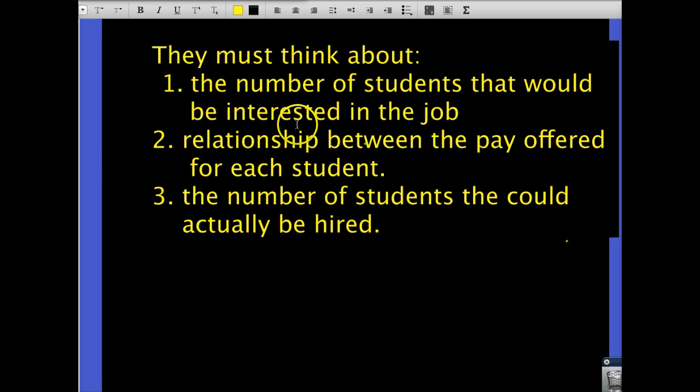few, the number of students they have to think about that would be interested in the job. Some students don't want summer jobs. Others have full-time jobs. They don't need a summer job. They need to think about the relationship between the amount of pay that they offer each student and the number of students that are going to be applying, and then the actual number of students that they could actually hire. Okay, so these are just a few of the things. There's other things, but these are the things that we're going to think about for right now.